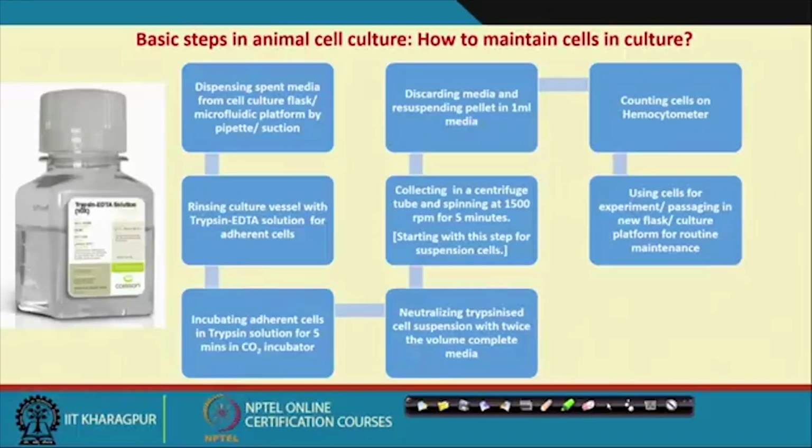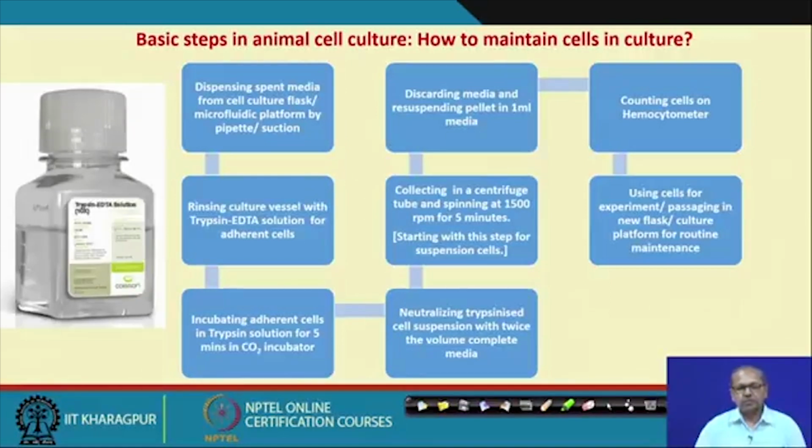Then, how to maintain the cell culture. After growing the cells in a culture flask, maybe after 72 hours, for adherent cells you have to take the cells off the surface, because they are adhered to the surface of the polystyrene dish or plates. So how do you remove them? For that you have to use trypsin EDTA solution, which is commercially available.